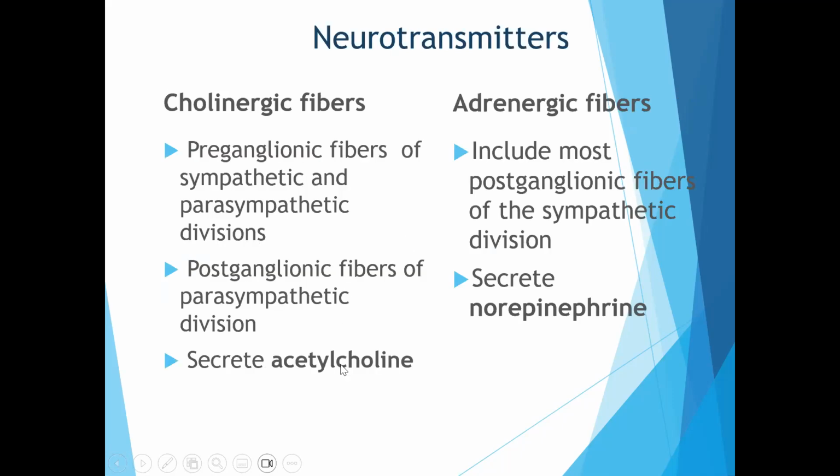Okay, talking about neurotransmitters, we can put these into a couple different categories. We have cholinergic fibers, and these can be in the sympathetic and the parasympathetic division. But the postganglionic fibers are always going to be parasympathetic, and they secrete acetylcholine. So cholinergic and acetylcholine kind of go together. We have adrenergic fibers, and you can associate these with the sympathetic division, and that's going to secrete norepinephrine. So in general, cholinergic fibers you can associate with parasympathetic, adrenergic you can think sympathetic.